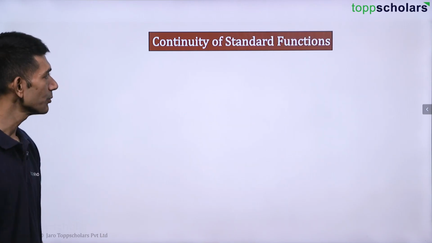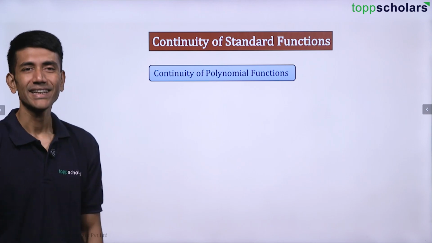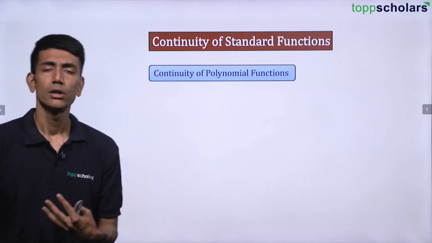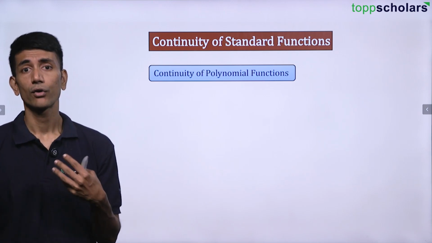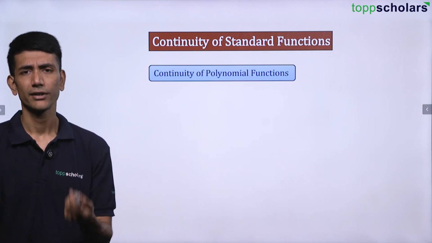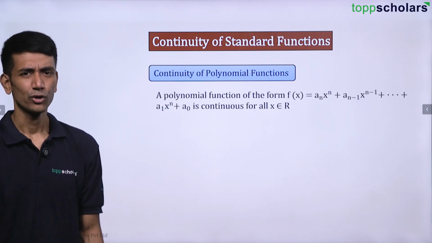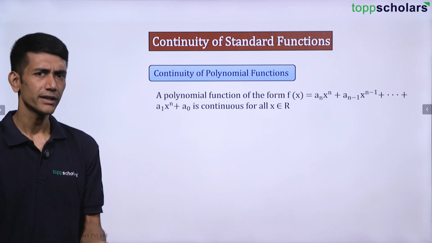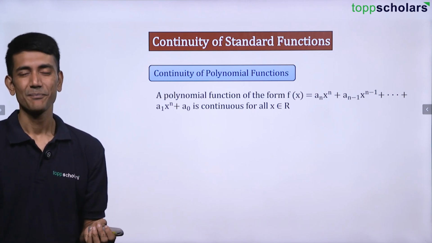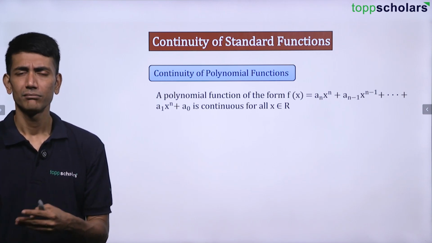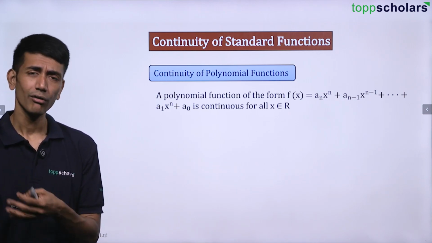Okay, let's continue. Now let us talk about the continuity of standard functions. Some standard functions, like polynomial functions. Going forward, we are also going to talk about rational functions, trigonometric functions, and so on. Polynomial function, you already know what a polynomial function is. You have already studied that in your lower grades, right? So if I say x square plus 2, 5x minus 7, 2x square plus 8, all of these are polynomials.